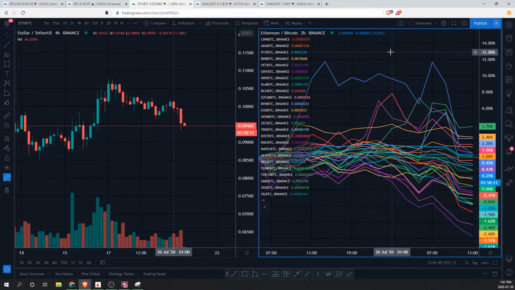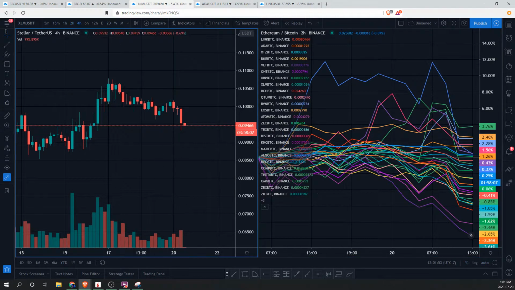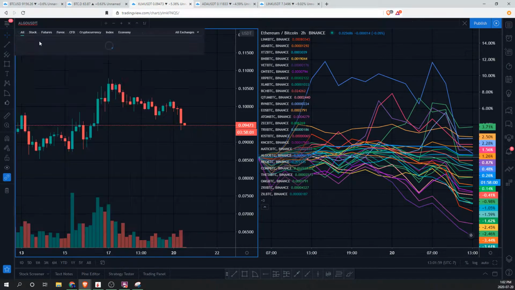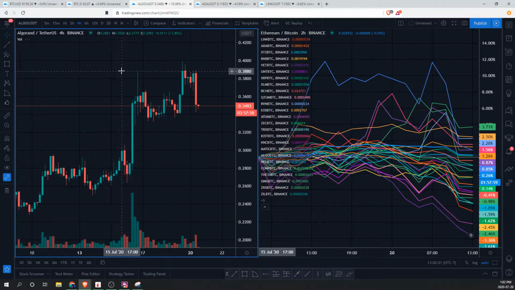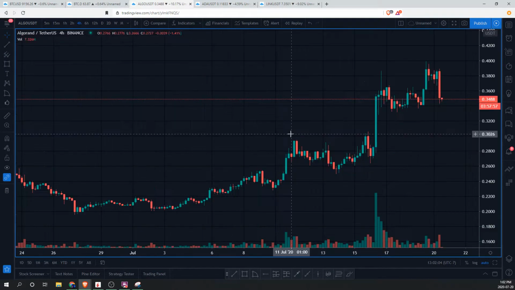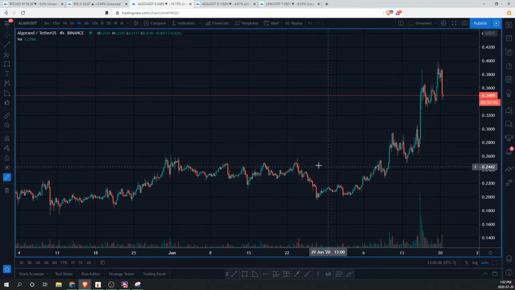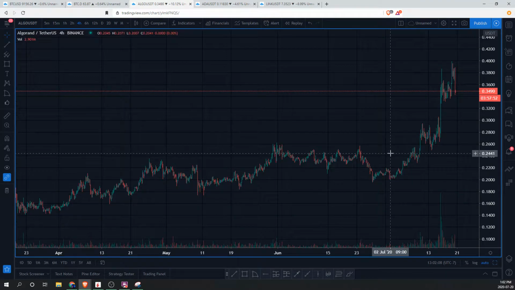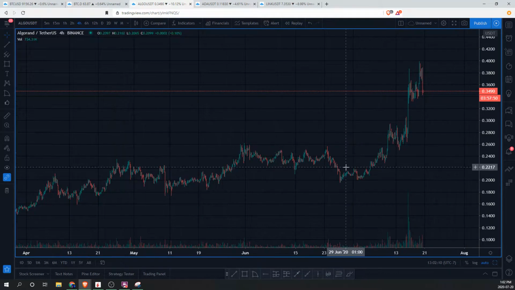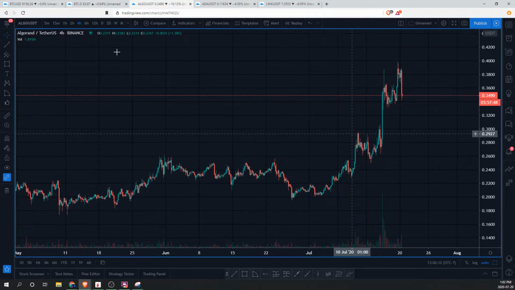All right, let's take a quick look at the 2-hour chart here. Not a lot is moving to the upside. We see stuff like ALGO that was doing really well. ALGO USDT, not on Oanda, but on all exchanges. Let's look at ALGO, which was doing really well since around July 1st. Around there, it's just been on a massive move to the upside.